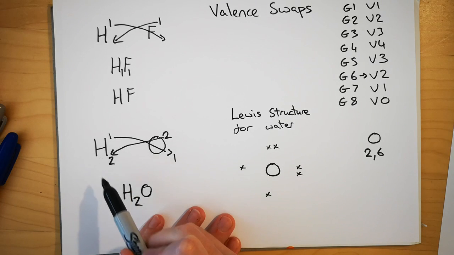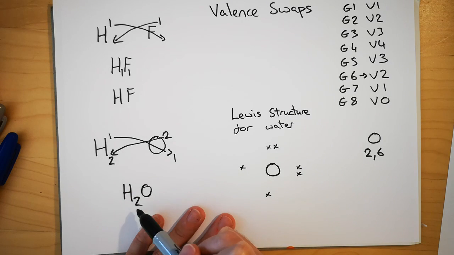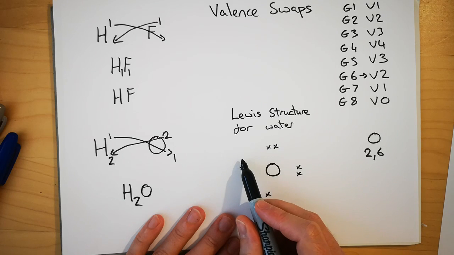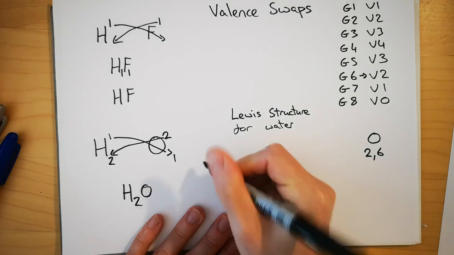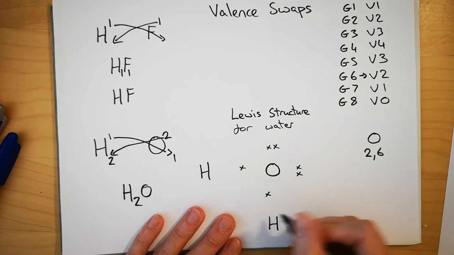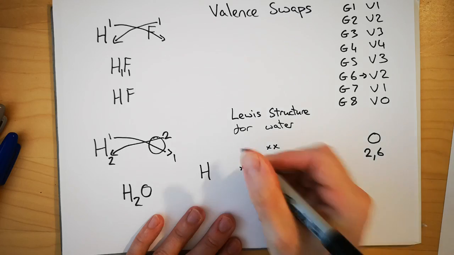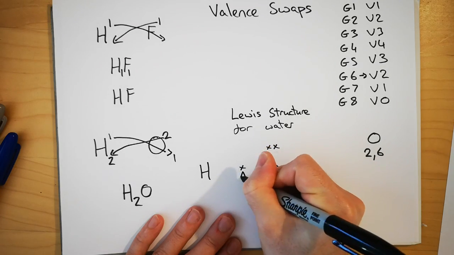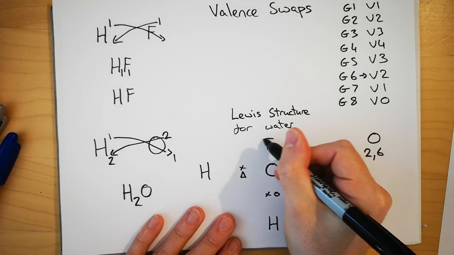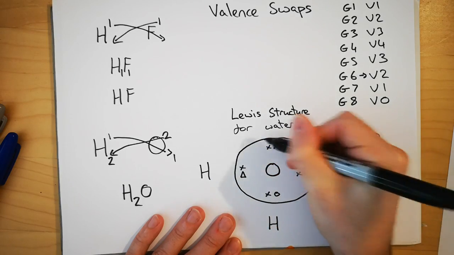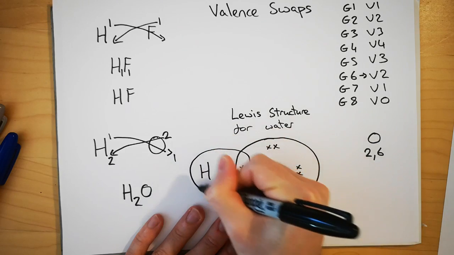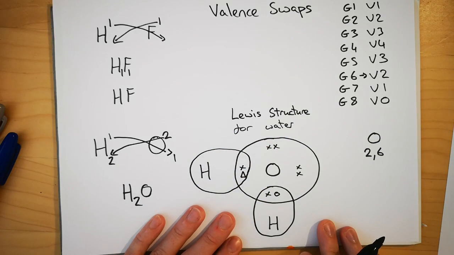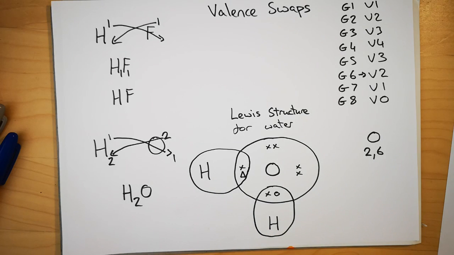Now, from my valence swap, I know that I've got 2 hydrogens, and I've got a spare electron here and here. So I'm going to put my hydrogens here and here. This hydrogen I'm going to do circles for. This hydrogen I'm going to do triangles for. And this will give us our molecule of water, which looks like this.